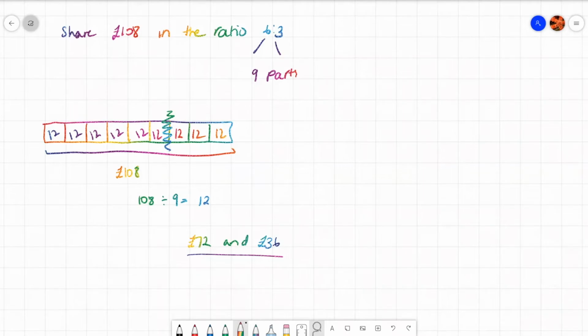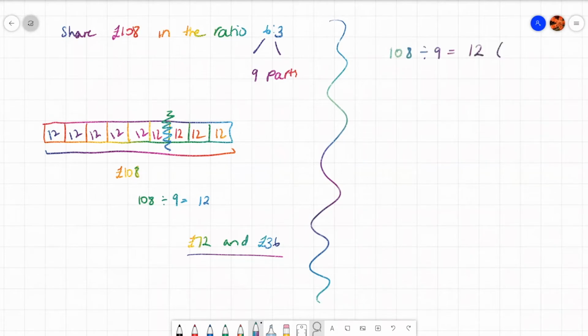Okay. If you weren't to use this box method, then what would you use? So you are going to do 108, and you are going to divide it by, in total, how many parts you're sharing your money in, which is 9, to get 12. If you're not going to draw the box method, I would advise you to label what each of your working out is. So, for example, I can see clearly with the bar method that one box is 12. It's really hard to see that if you're not using the bar method. So if I've done 108 divided by 9, I've written 12 is one part. So I know that one part, or in my head, one box is 12.